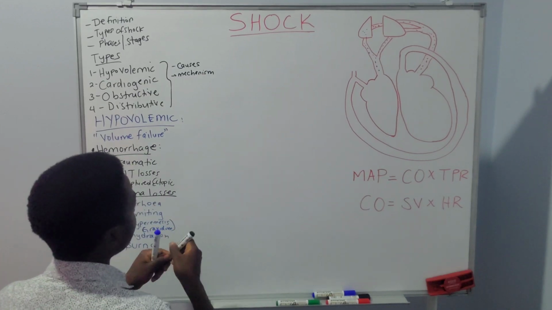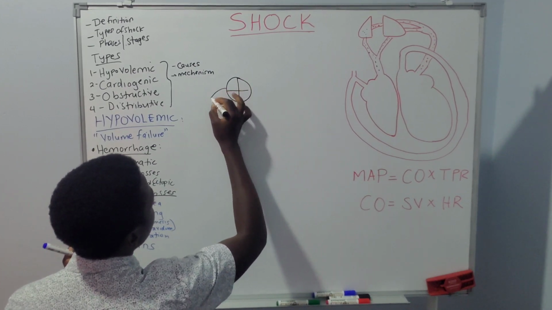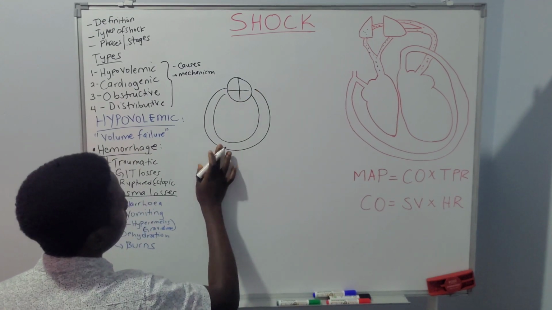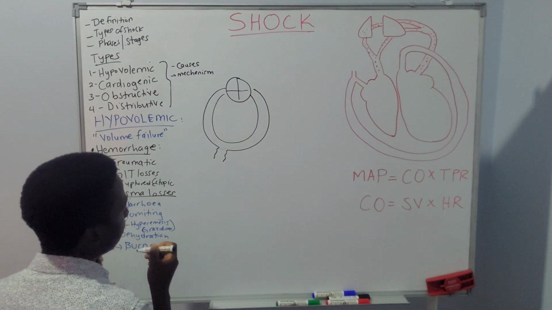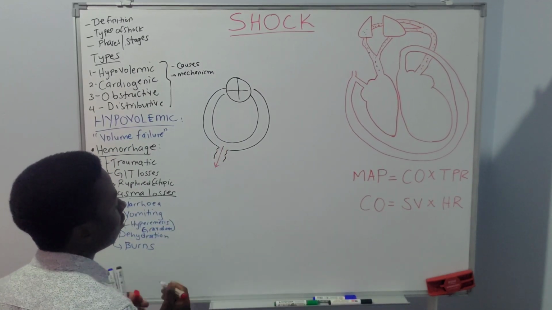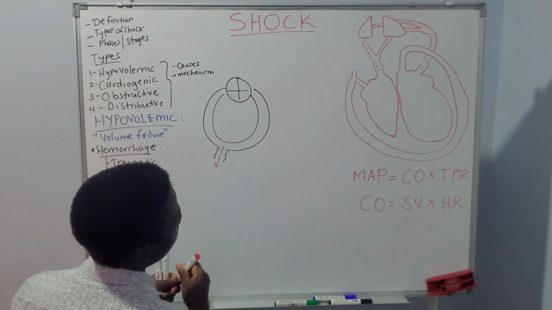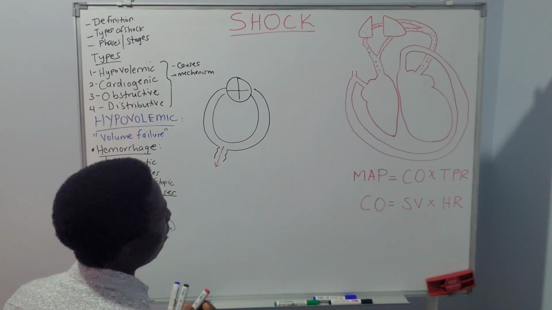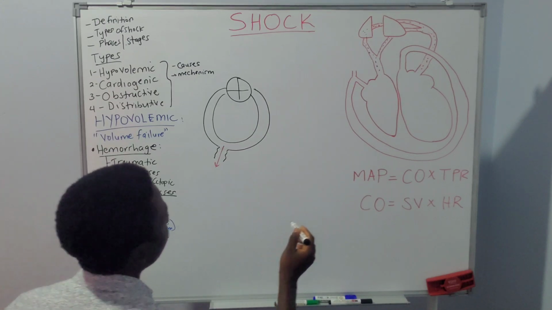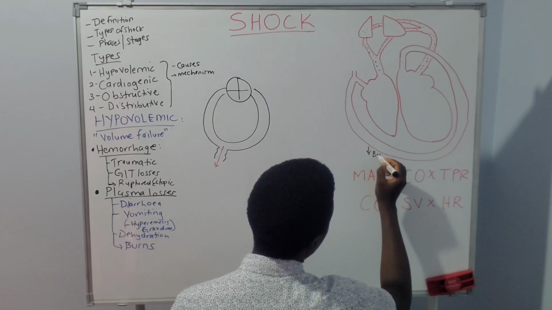So under normal circumstances, if this is our blood, let me just use this to illustrate. So you are bleeding. You're losing a lot of blood, or maybe you're having plasma losses that are bringing about a decrease in your plasma or your blood volume. So if you look at this diagram here, what happens? You're going to have a decrease in your blood volume.